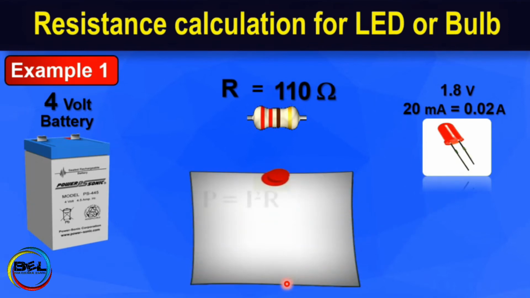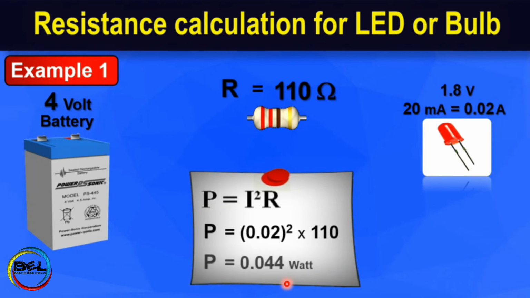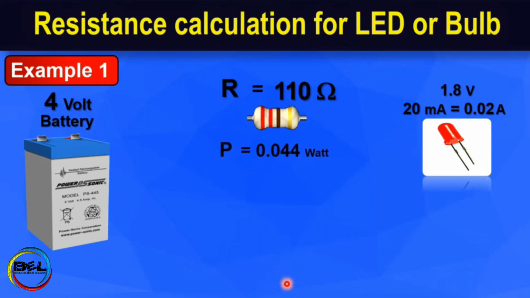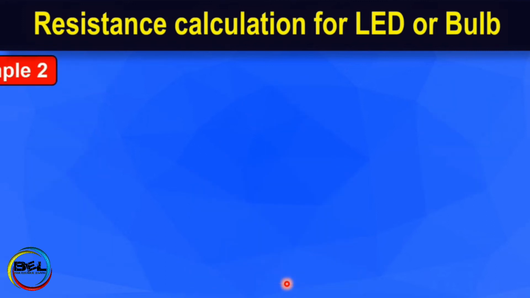And now we will find out the power rating of that resistor, again by using the formula of I square R, that is power is equal to I square R. Now by putting the values in this formula and after calculation with the help of a calculator, we will find out the power of that resistor should be 0.044 watts.